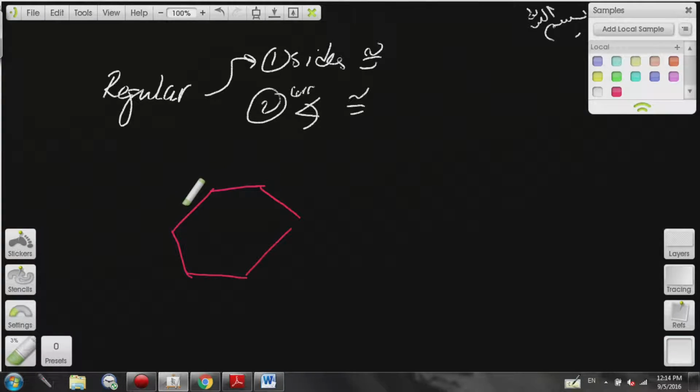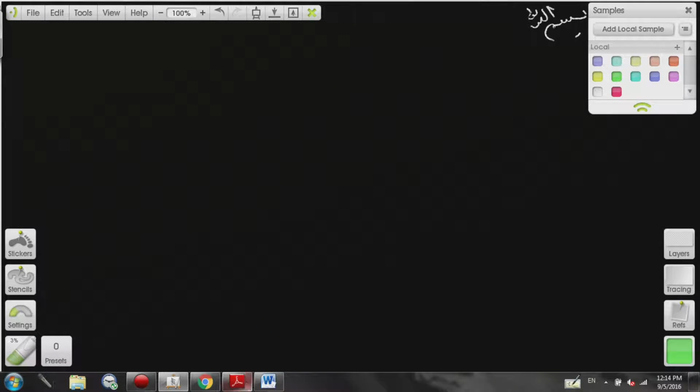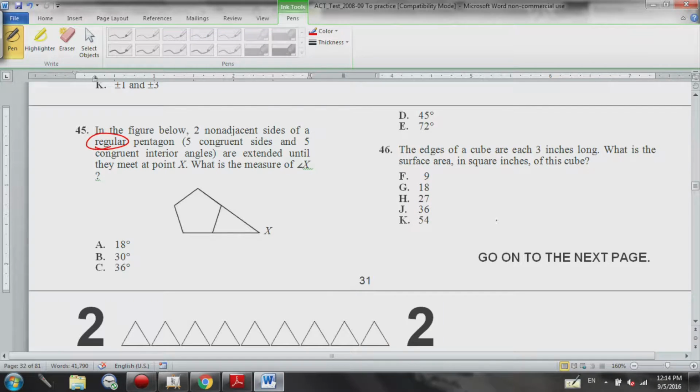I didn't draw it like this, but all the sides are congruent. We're talking about regular figures, which means all the angles are congruent and all the sides are congruent. So all sides are congruent and all angles are congruent. Regular figure. Okay, so that's what we've got here.